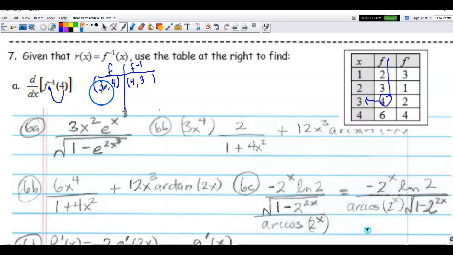Now I'm going to use the table to find the derivative of f original at 3. So the derivative, here's 3, and the derivative of 3 is 2. Partner points on inverse functions have reciprocal slopes. So if the derivative of f original at 3 is 2, the derivative of f inverse at 4 is going to be the reciprocal of that, which is 1/2.